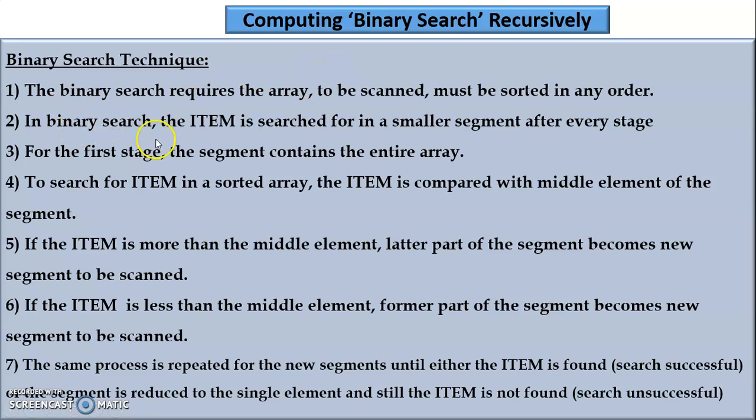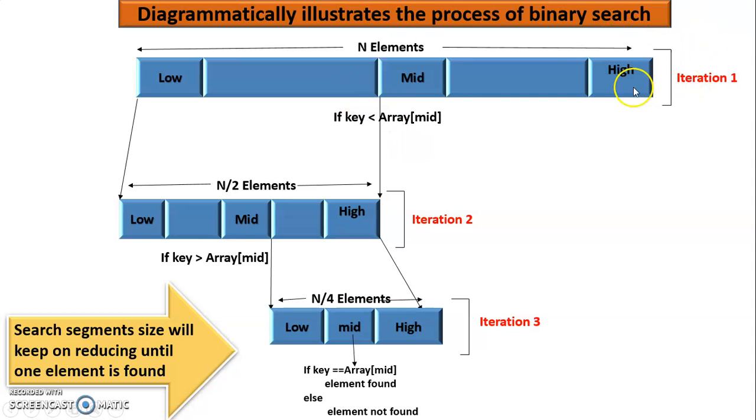Second, in binary search, the item is searched for in a smaller segment after every stage. Why does the segment become smaller at every stage? Just read the third point and you'll come to know. In the first stage, the segment contains the entire array. See, this is my first iteration, the entire array is taken. In the second iteration, your segment size becomes smaller.